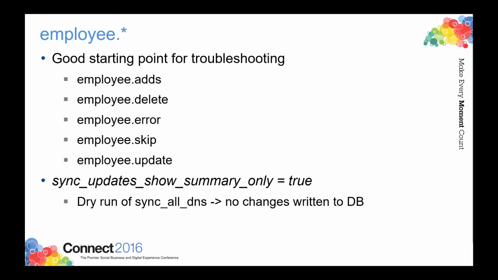When you start troubleshooting, it's a good starting point to read the employee files. They are new. I think they came with 4.0 or 4.5, and the TDI will write their possible errors. So we can see here employee adds, which contains the DN of all users which are added to the profiles. I see delete, all users which are deleted. I see the users with errors, which are skipped, and which are updated.